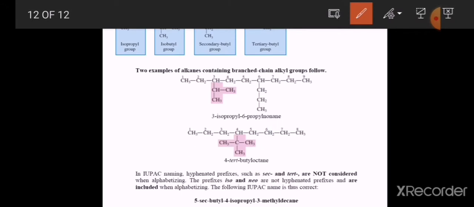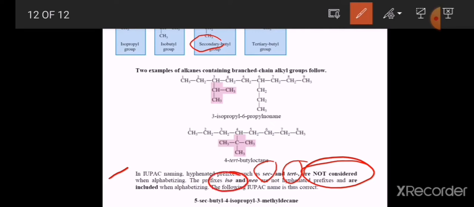Okay, let's take note that in the IUPAC naming system, secondary and tertiary are not considered when alphabetical listing is concerned, or alphabetizing. Hindi natin sinasama yon. Pero, yung mga prefixes na iso or neo, kasi wala naman siyang hyphen in between, no? Isopropyl, isang word lang siya doon. Yan yung kasama sa alphabetizing or alphabetical listing. Okay, yan yung iso kasama.